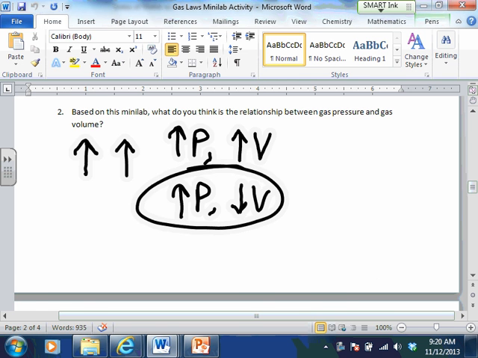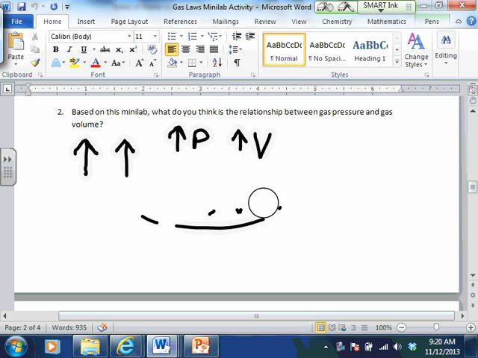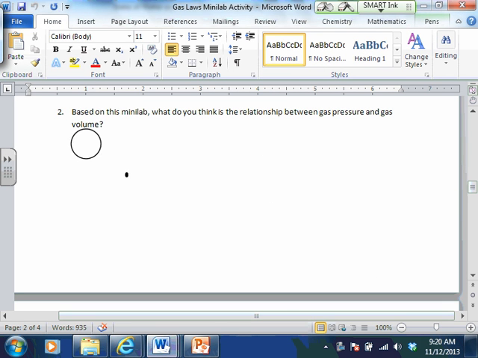Now, if you want to write that in words, it might be better to write that in words. But something like, as the pressure on a gas increases, its volume decreases, okay? One goes up, the other goes down. As the pressure on a gas increases, its volume will decrease.